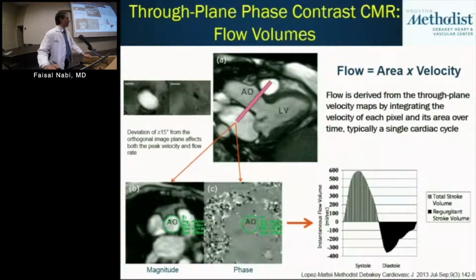For example, you all know this equation: flow equals area times velocity. With CMR, we can create a slice location, for example here in the ascending aorta, where we have a prescribed area. You can then measure the velocity of each of the pixels. If you integrate the velocity of each pixel and its area over time, for each cardiac cycle you can actually create a flow curve, of both forward flow and regurgitant flow.